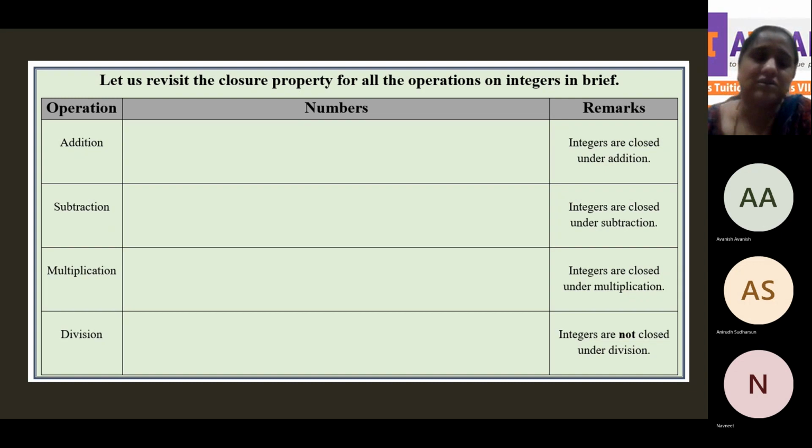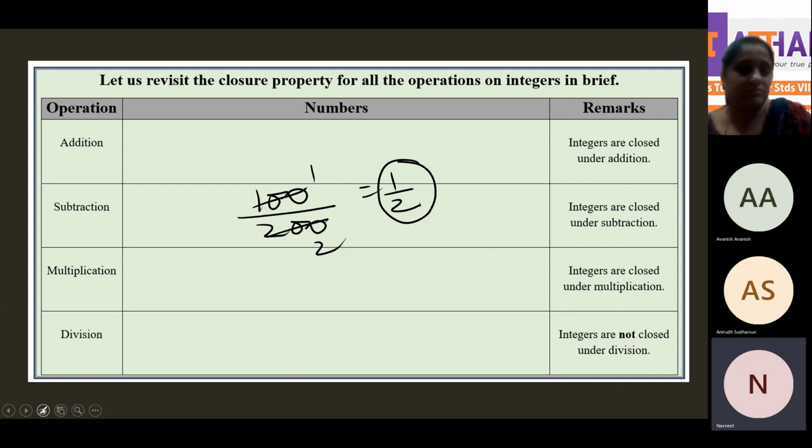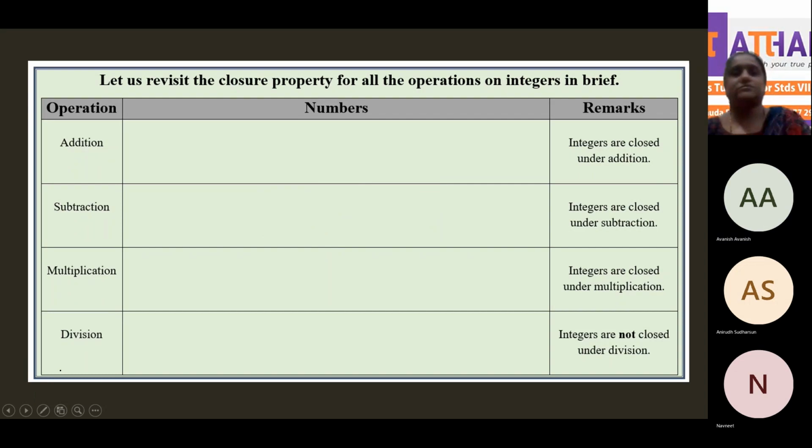But when it comes to division, you know that 100 is an integer. You know that 200 is also an integer. But when you divide 100 by 200, we get 1 by 2. The result is 1 by 2. 1 by 2 is not an integer. This means integers are not closed under division. Do we understand that? Yes, ma'am. All of you? Yes, ma'am.